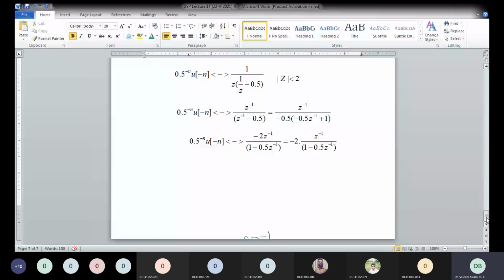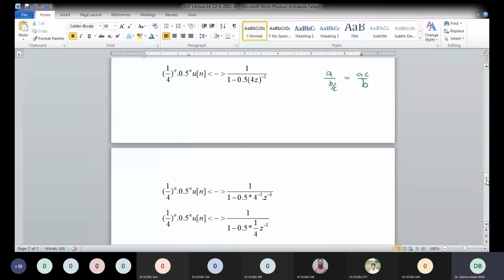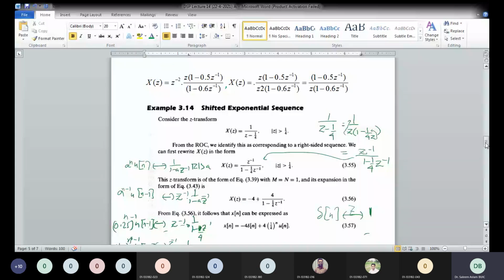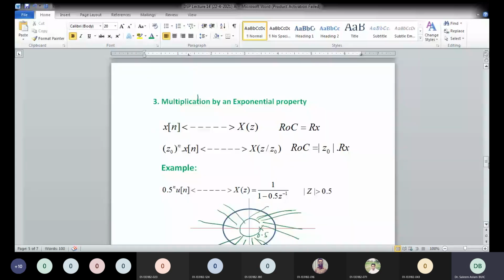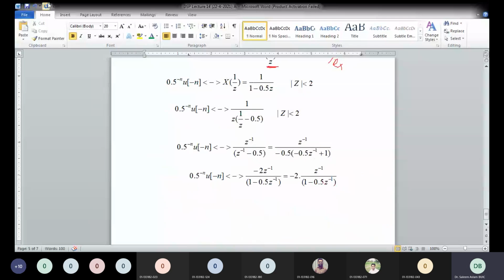Okay, so with this discussion we conclude today's lecture. In today's lecture we covered 4 properties: linearity, time shifting, multiplication by exponential, and time reversal. We solved a couple of examples for each property to further refine the concept. Hopefully it will be okay for you. Let me stop the recording.